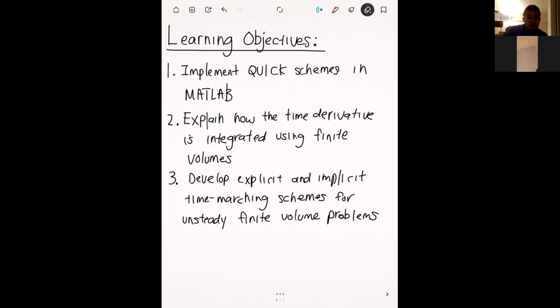Save that one for last. Make sure you implement the code with just the basic schemes first, all the second order schemes, and then once that's working, you can upgrade it to the higher order scheme.